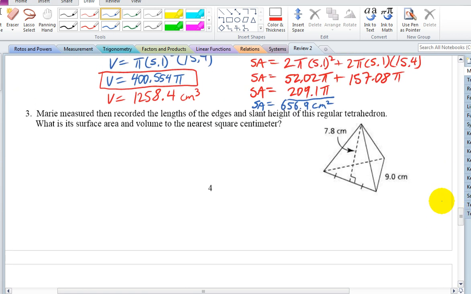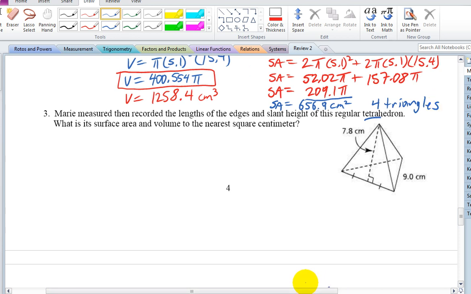Regular tetrahedron like this shape, tetra means 4. We actually have 4 triangles in this shape. It looks like 3, but there's actually 4. A base and 3 sides. So let's find the surface area first because it's a little simpler.